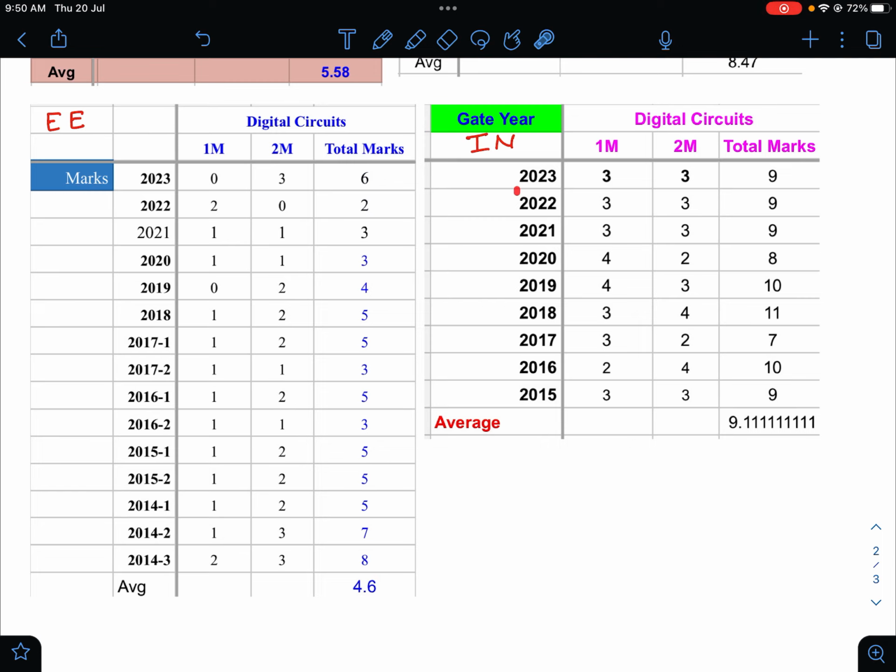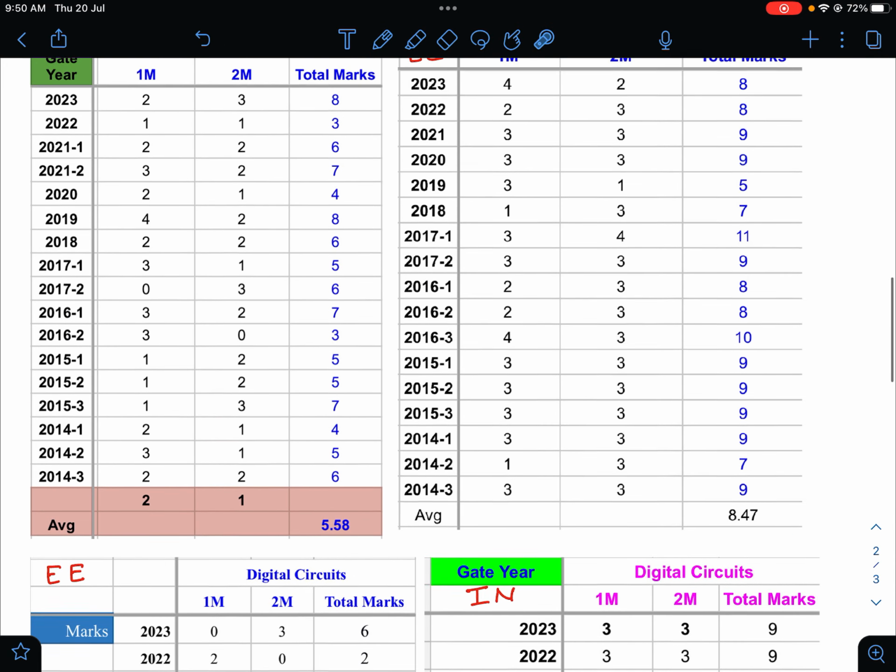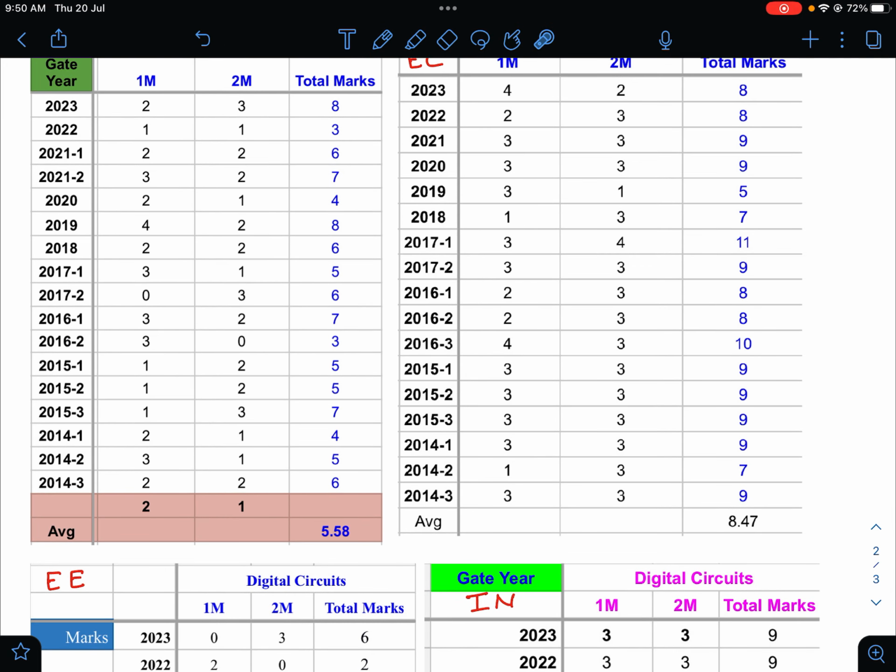So in 2023, 9 marks of questions have been asked. If I observe only this last year pattern, students, you see in computer science 8 marks they have asked, electronics also 8 marks, instrumentation 9 marks, and CS 6 marks. So relatively in 2023, the weightage is more compared to the average weightage that we got. So this is what the weightage is, students.